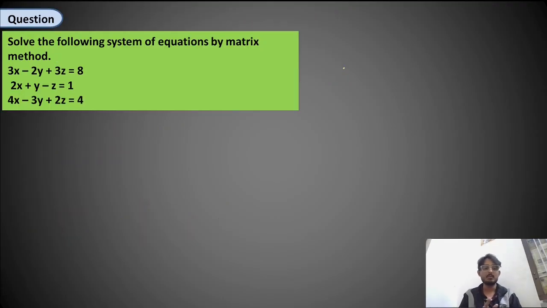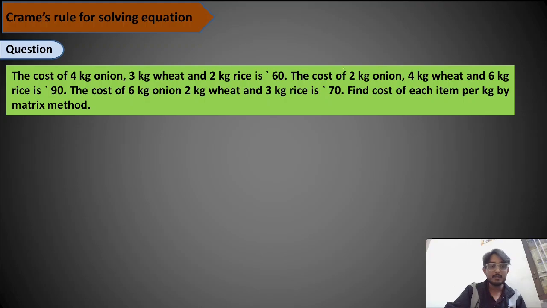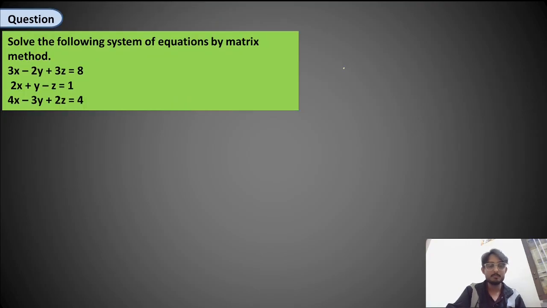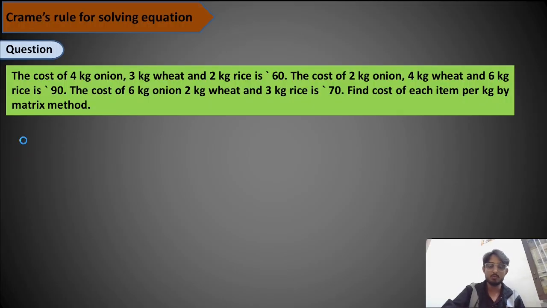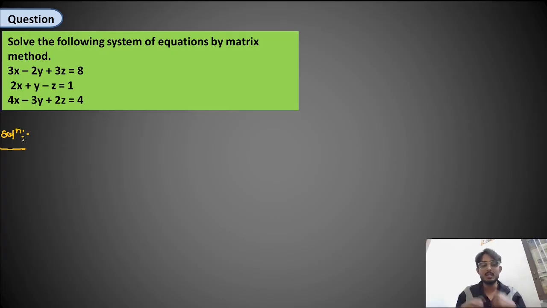Now the last question, and you have to solve this question by Cramer's rule. Solution. First of all, I will do this question by the determinant method, since I have one more question, and then I will do this by Cramer's rule. Here you are given 3 equations. So how can you write these equations in matrix form? First of all, write the coefficients of the equations. Here the coefficients are 3, minus 2 and 3. The coefficients of the second equation are 2, 1, minus 1, then 4, minus 3 and 2.